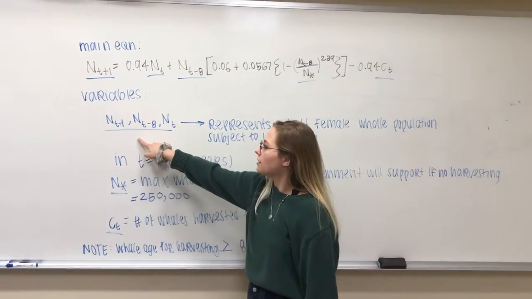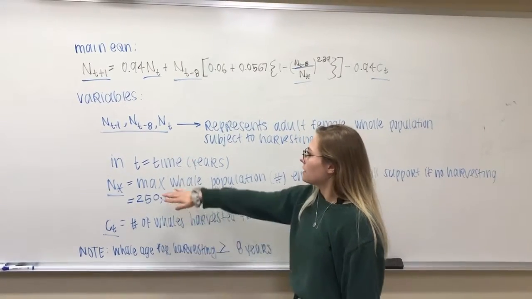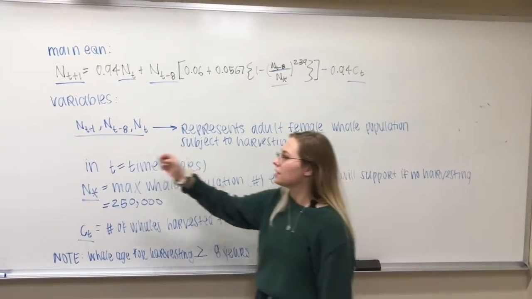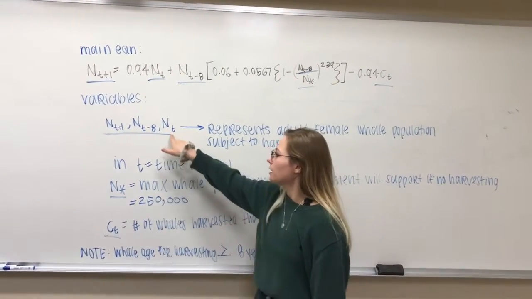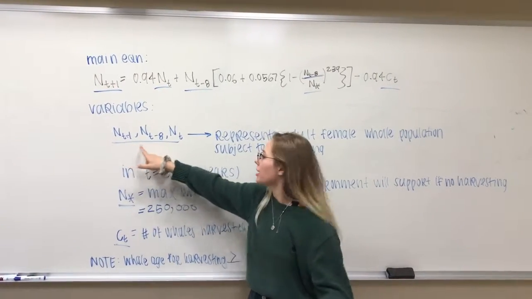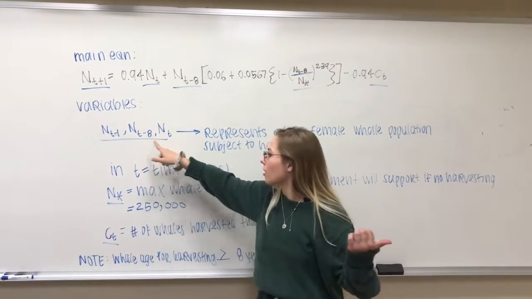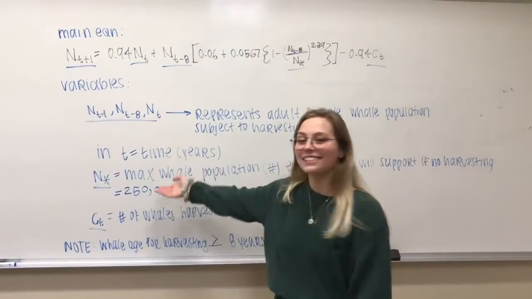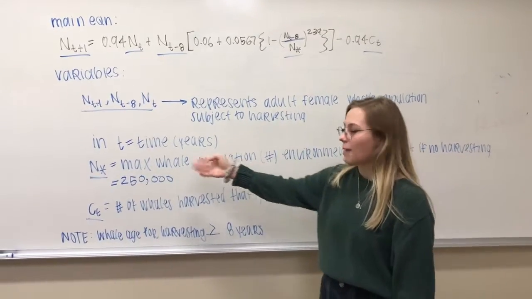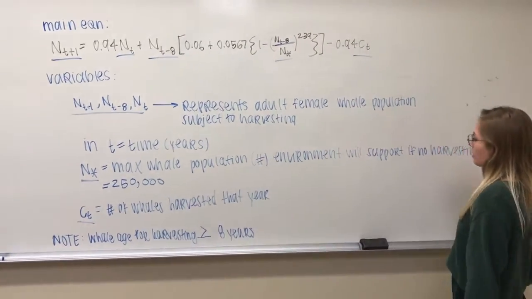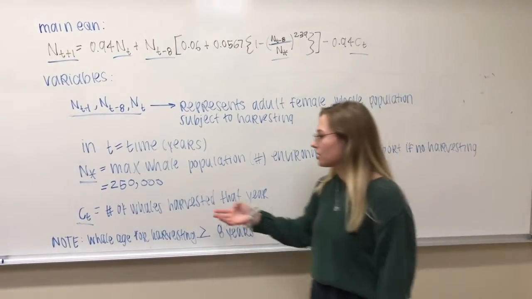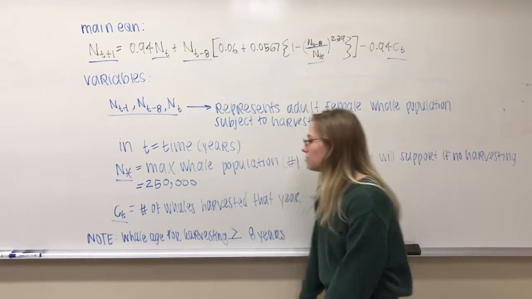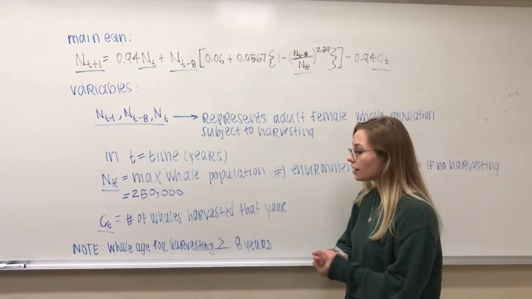For all of the N subs except N star, that represents the adult female whale population subject to harvesting at time t, in years. So t plus 1 will be next year, t minus 8 will be 8 years ago, and N sub t is right now. N sub star is the max number of whale population the environment will support if no harvesting occurs, which is 250,000. Our last variable is C sub t, which is the number of whales harvested that year.